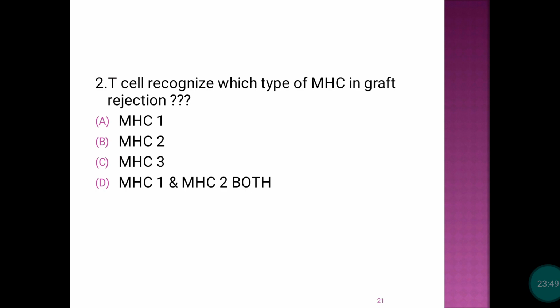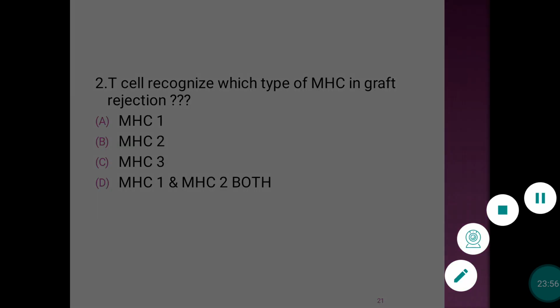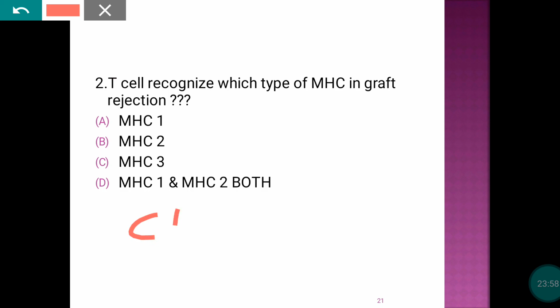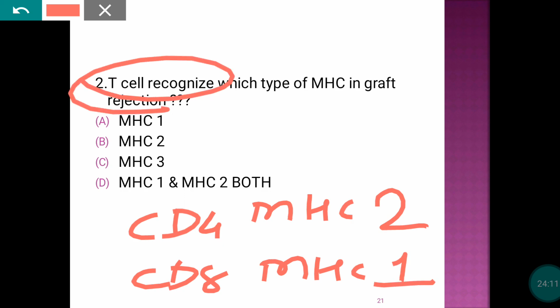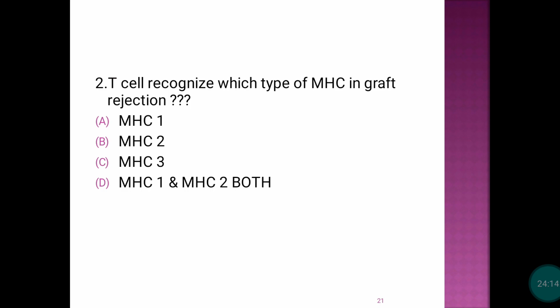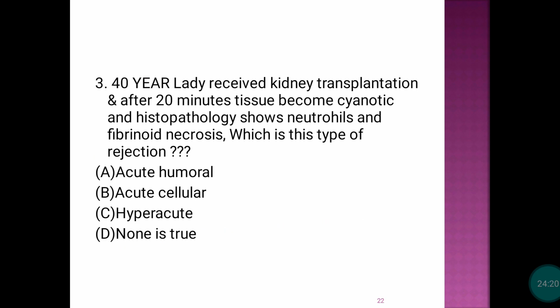T cell recognizes which type of MHC in the graft rejection? Now remember the mechanism. If you remember the mechanism, CD4 T lymphocyte recognizes MHC class 2, while CD8 lymphocyte recognizes MHC class 1. So the T cell can recognize both. CD4 and CD8 both can recognize simultaneously, 2 and 1. So your answer will be MHC 1 and 2.